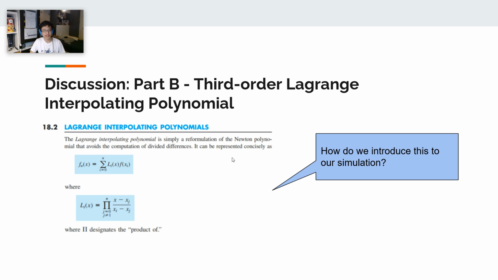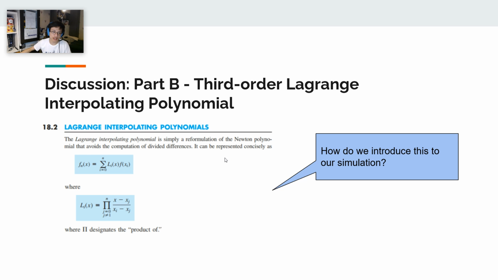For this group assignment, I have chosen part B, which is about the third order Lagrange Interpolating Polynomial. So, what is third order? What is Lagrange Interpolating Polynomial? Well, basically, it's another method of curve fitting, just like Newton's polynomial, with a little difference: it is a reformulation of that same method that avoids the computation of divided differences.